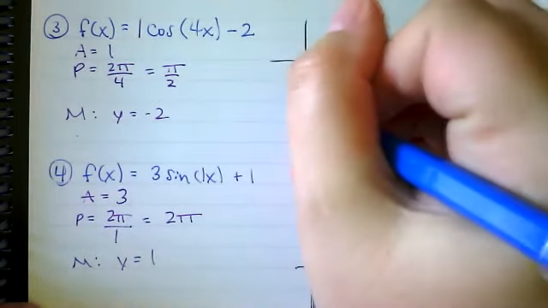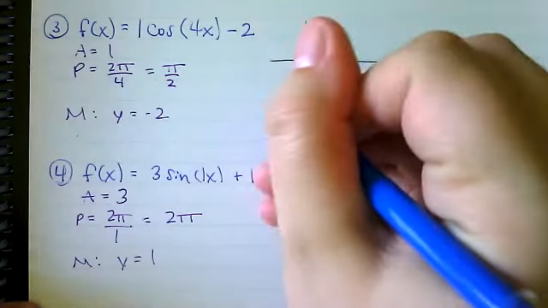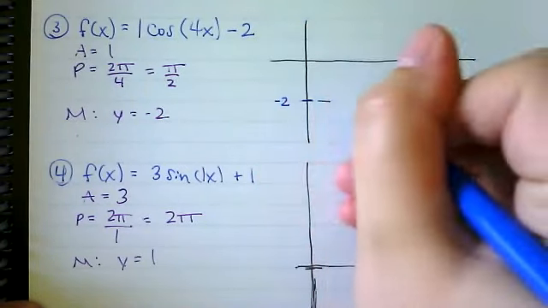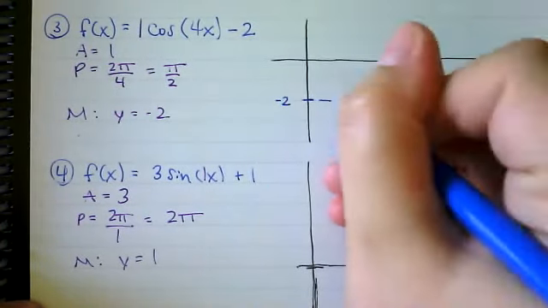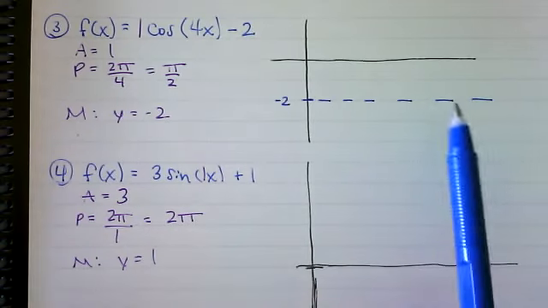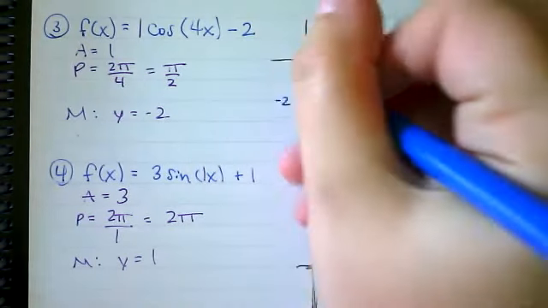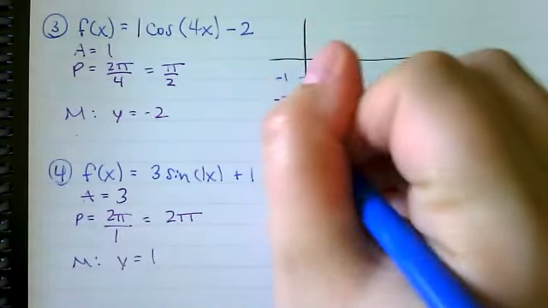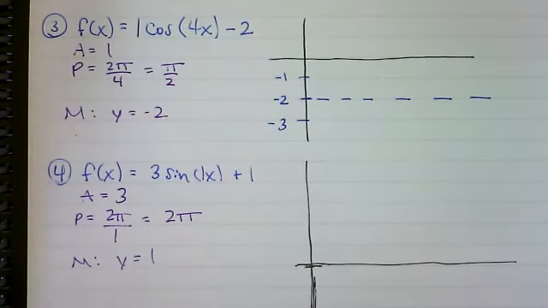So first thing is find your midline. So here's -2, that's where the middle is gonna be. Okay, so that's almost like my x-axis up for examples 1 and 2. This is now the middle. Okay, so now I have an amplitude of 1, so I only have to go above it. So I'm gonna go from -1 to -3.